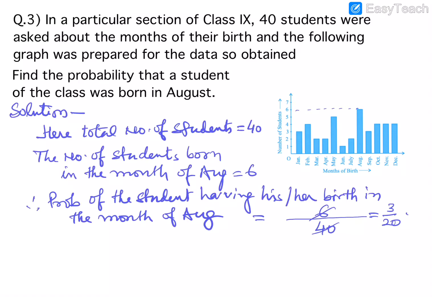Here total number of students is 40, and the number of students born in the month of August is equal to 6, and therefore probability of the student chosen at random having his or her birth in the month of August is equal to number of times in which event has happened, and here the event is the number of students born in the month of August, which is 6, upon total number of trials, which is 40. So probability is 6 by 40, that is 3 by 20.